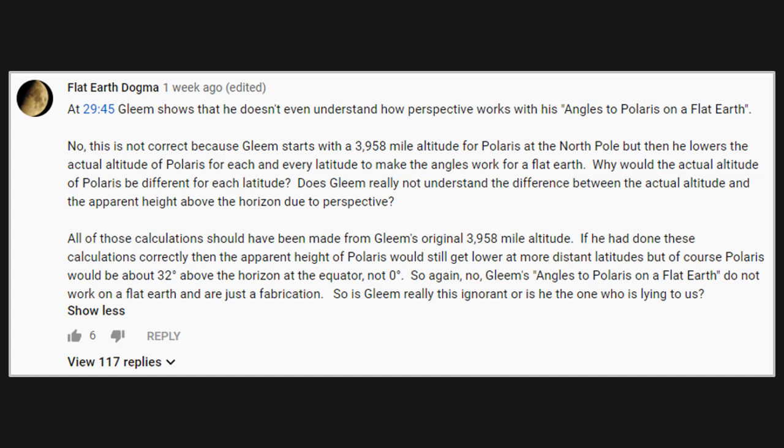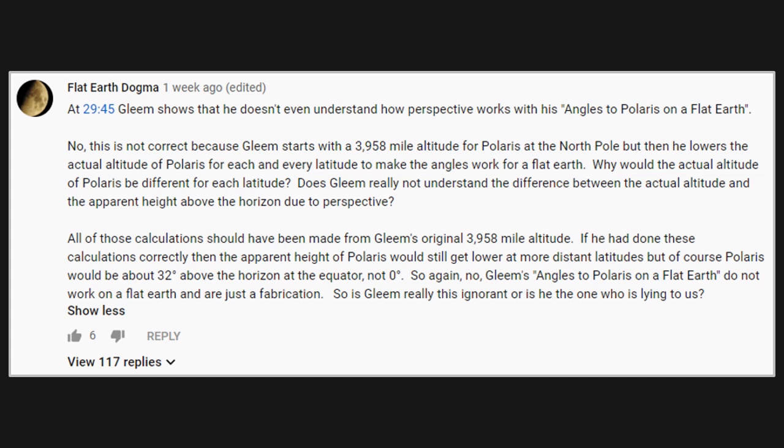So I wrote a reply, and in the second paragraph I said, no, this is not correct, because Gleem starts with a 3,958 mile altitude for Polaris at the North Pole, but then he lowers the actual altitude of Polaris for each and every latitude to make the angles work for a flat Earth. Why would the actual altitude of Polaris be different for each latitude? Does Gleem really not understand the difference between the actual altitude and the apparent height above the horizon due to perspective?